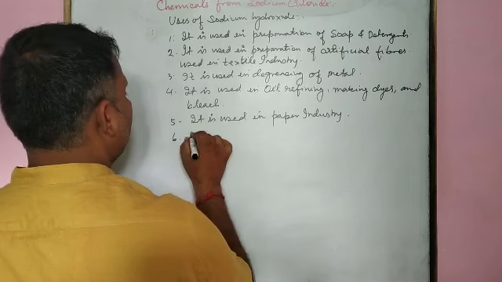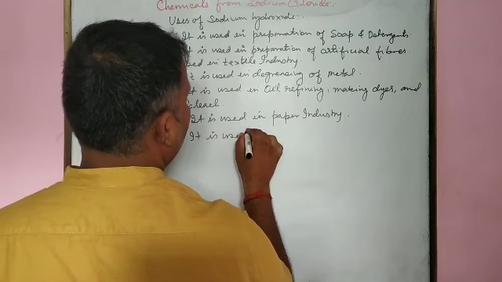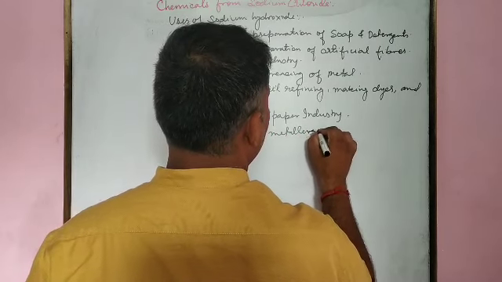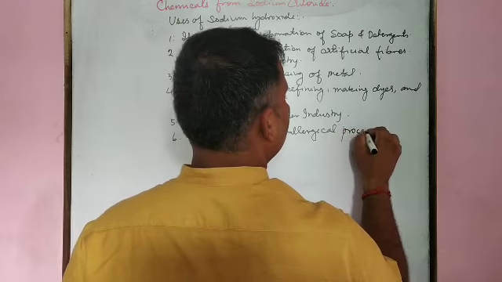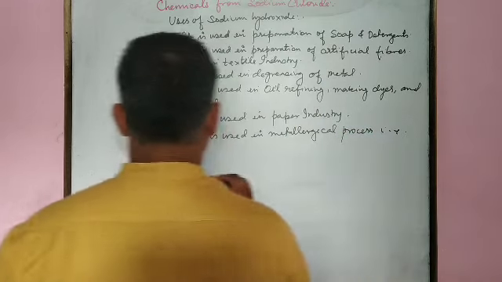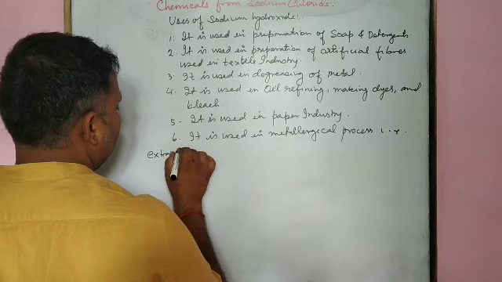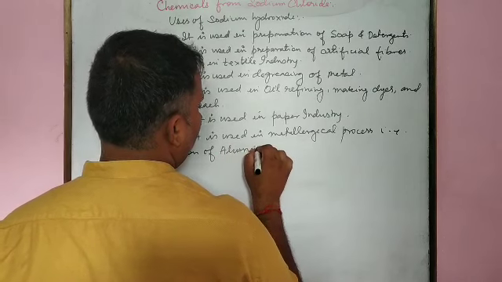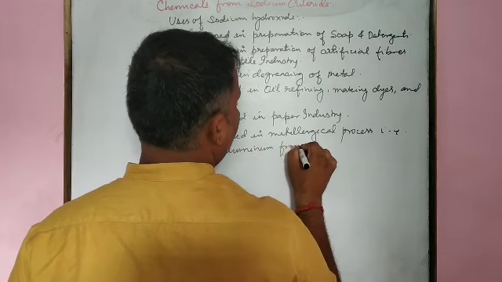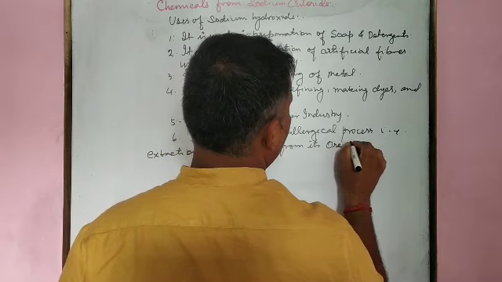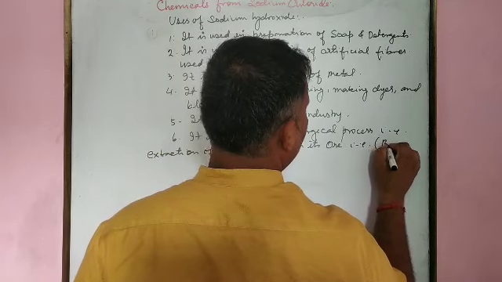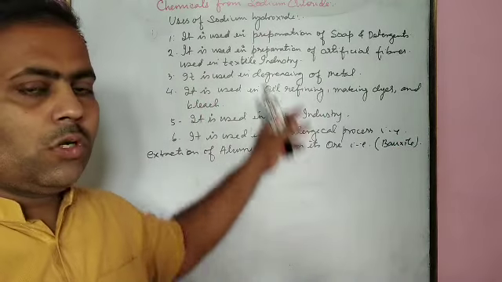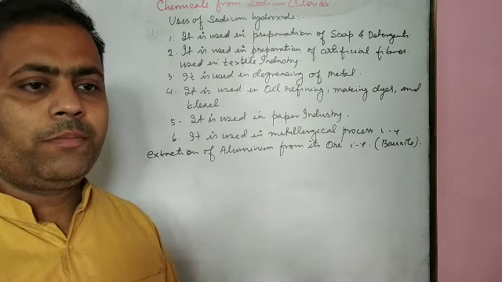The next, it is used in the metallurgical process, that is extraction of alumina from its ore, that is which ore? Bauxite. These are the uses of sodium hydroxide which we are discussing.